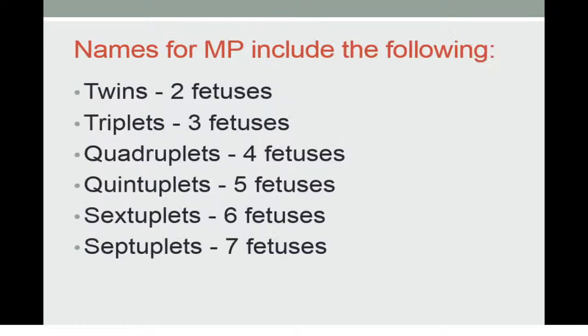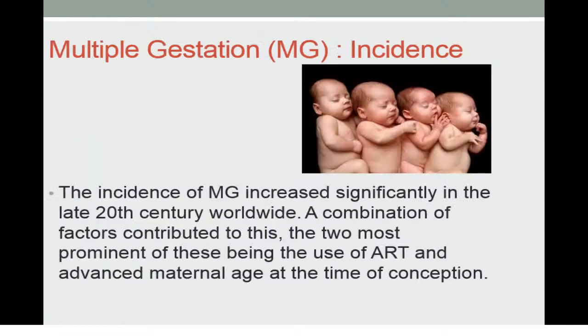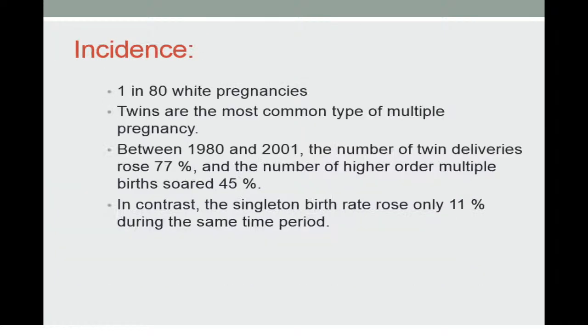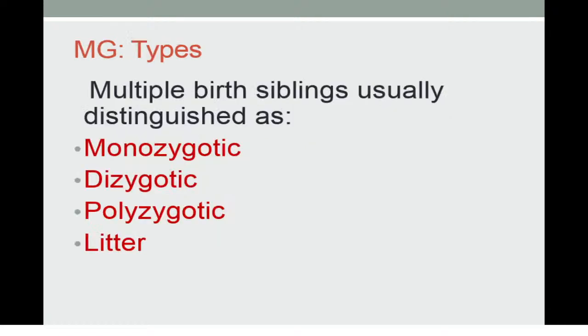Names for multiple pregnancy include the following: twins, 2 fetuses; triplets, 3 fetuses; quadruplets, 4 fetuses; quintuplets, 5 fetuses; sextuplets, 6 fetuses; septuplets, 7 fetuses, and more. Multiple gestation incidence: the incidence of multiple gestation increased significantly in the late 20th century worldwide. A combination of factors contribute to this, the two most prominent being the use of artificial reproductive techniques and advanced maternal age at the time of conception. Twins are the more common type of multiple pregnancy, and they appeared more frequently within the last century, as we already told.